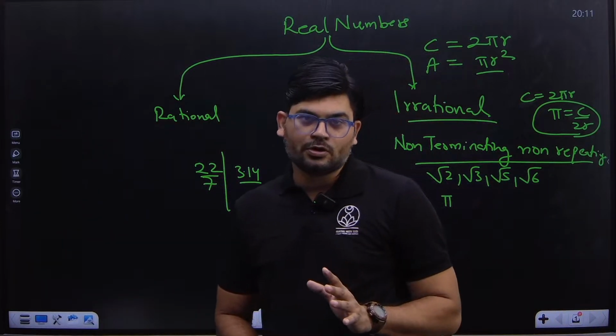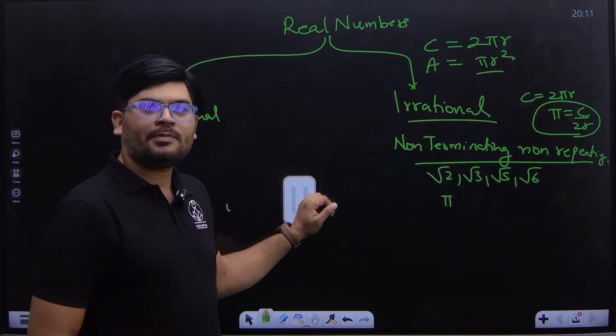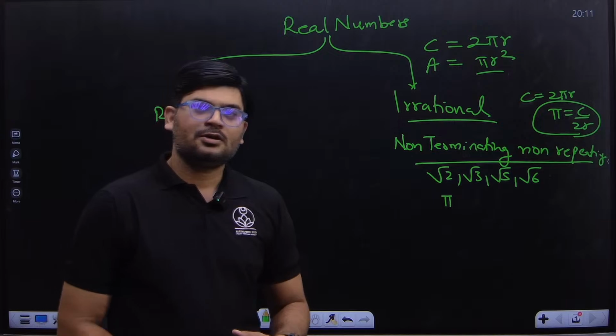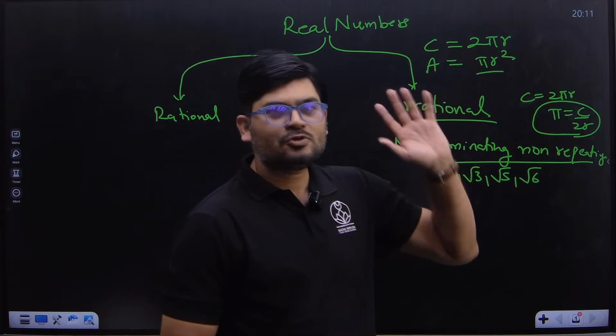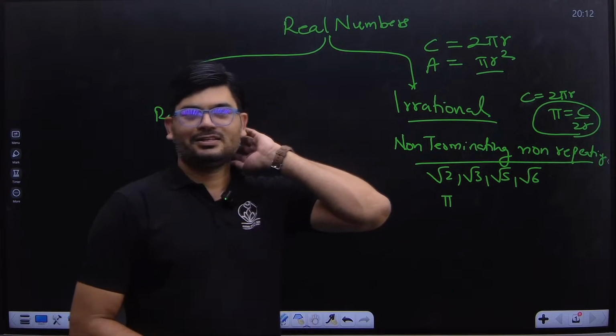You can't write irrational numbers on the board. Irrational numbers cannot be written on any plain paper. It goes on for a long time. They keep on going: 3.14159, and so on.